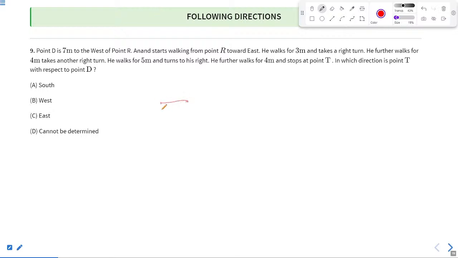We have point R and point D. The point D is 7 meters to the west of point R. He walks from point R towards east. He walks 3 meters and then takes a right. Walks 4 meters and takes another right. Walks 5 meters and turns right. Walks 4 meters and stops at a point D. In which direction is point D with respect to D? Clearly, D is between D and R.